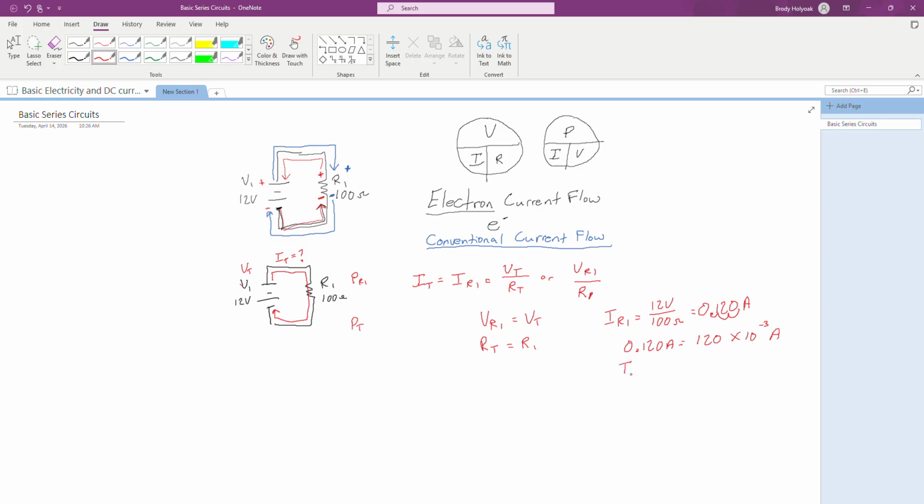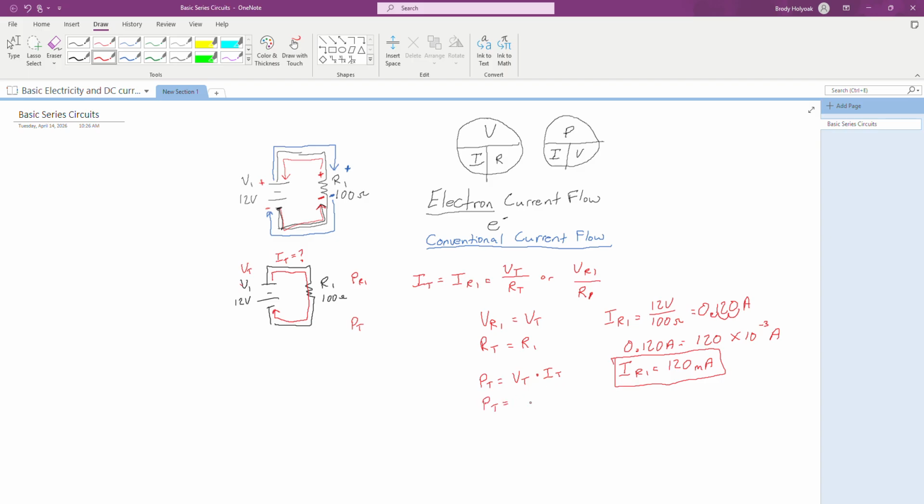That also means my current of R1 is equal to 120 milliamps. And there is the answer for my current. Then, based on my power, I'm going to have a power total that is going to be equal to my voltage total times current total. Because again, we're using the same parts. We're looking for total, so I have to use voltage total and current total.